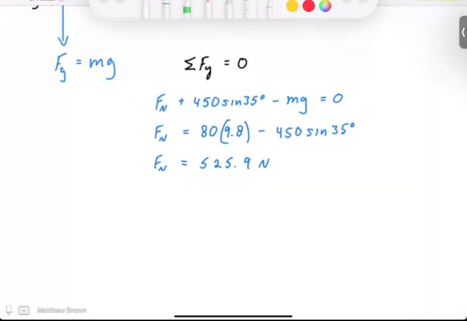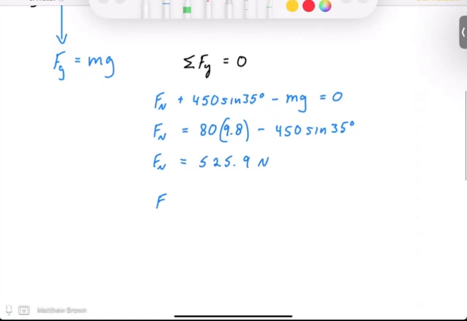Then I can do the same thing I did on the other side. I can say that means the force of friction on box A, and it is kinetic friction, is going to be the normal force, which I just found, on A, times mu K, which is 525.9 times 0.3, which is 157.77. And that will give me numbers I can actually look at here.